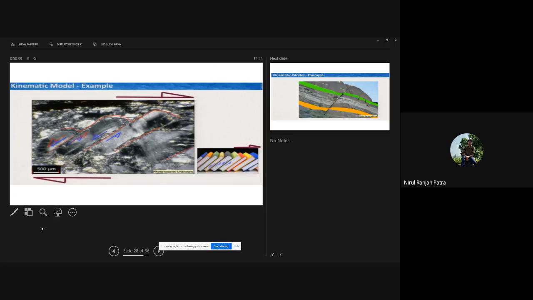Yes, sir. Okay, very good. Now this is the structure that you are looking at. This is called a bookshelf structure.